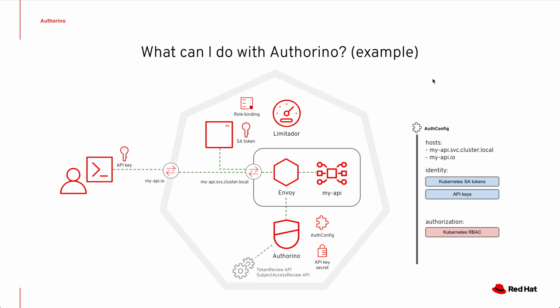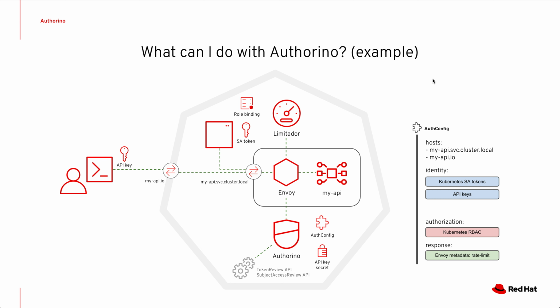If we want to rate limit the request to this API using a rate limiting service such as Limitador, scoping the limits by username, for example, where each user can send no more than X requests per minute, we can add to the AuthConfig an instruction for Authorino to pass the username back as Envoy dynamic metadata. So Envoy can use that to set descriptors in the rate limiting service.